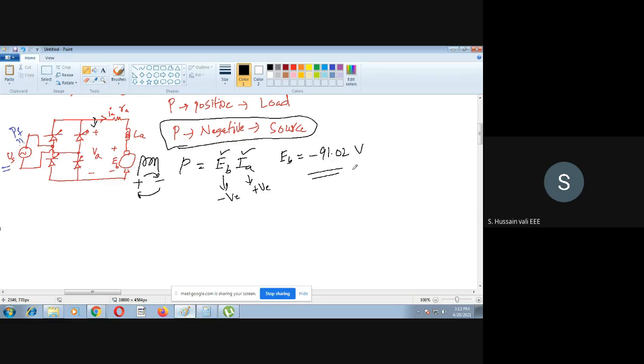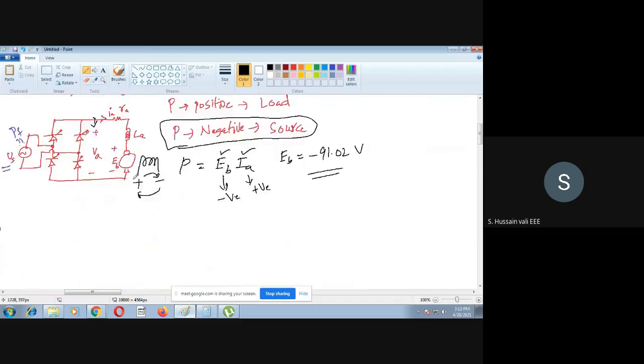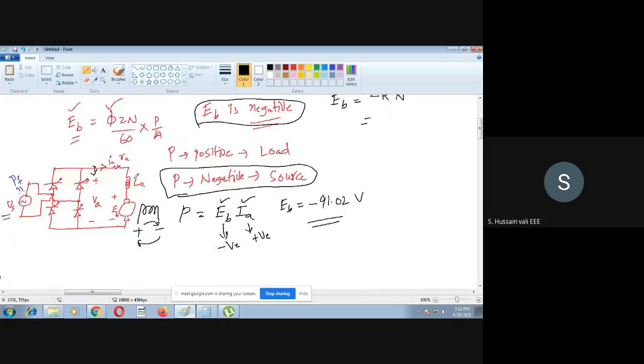Then what is he asking in the question? The firing angle. How to find the firing angle? Only one equation: VA is equal to 2Vm by pi into cos alpha. Vm value is 230 into root 2, that you know. To find alpha, you need to know VA. How to find VA now? Very simple thing.